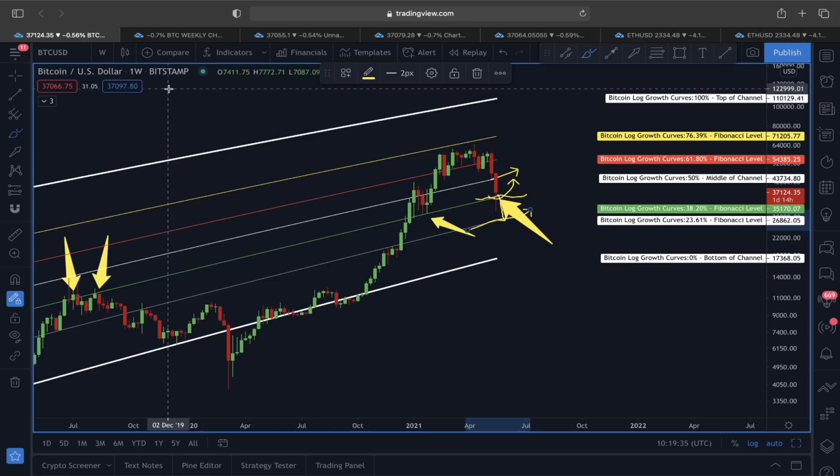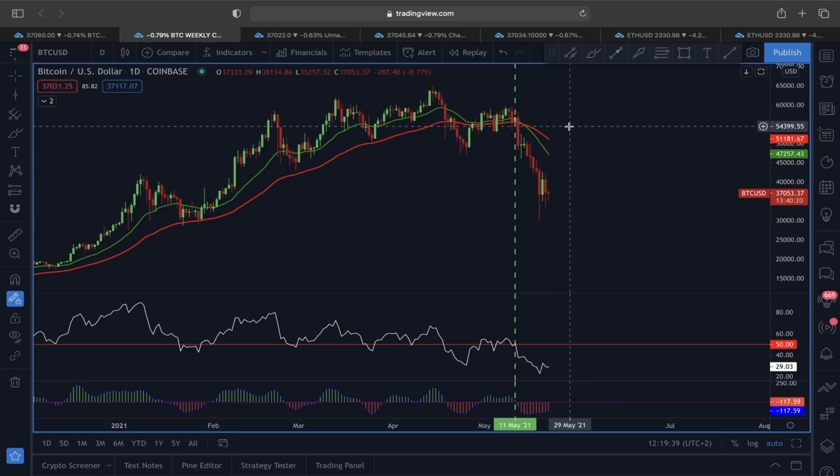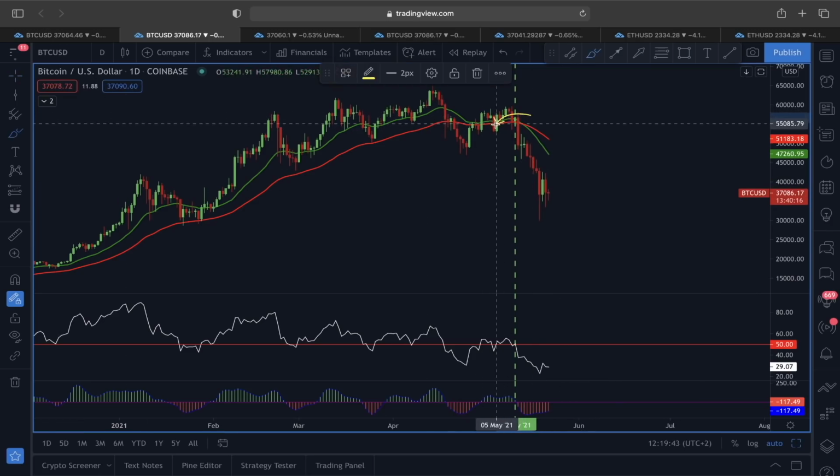So if you look at this now in a daily time frame, we are aware the price of Bitcoin is showing a lot of weakness, because I showed you in my yesterday's video, whenever you see this 21 exponential moving average crossing over 50 exponential moving average, this red line is the 50 exponential moving average and the green line is the 21 exponential moving average.